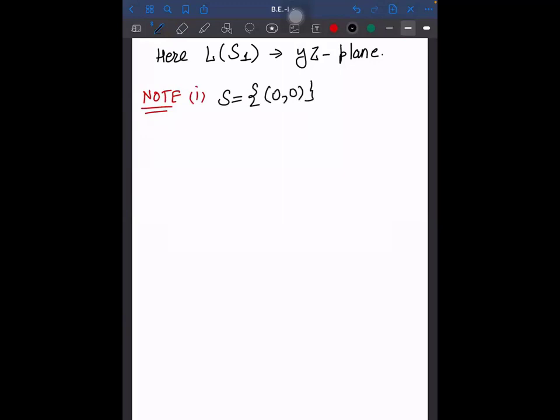So here, the linear span of S1 represents what? The YZ plane. See, if your S contains only the 0 vector, from any vector space, let's say from R2, you have only this 0 vector.